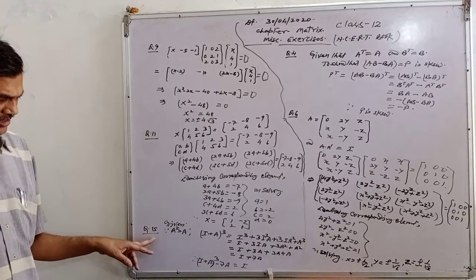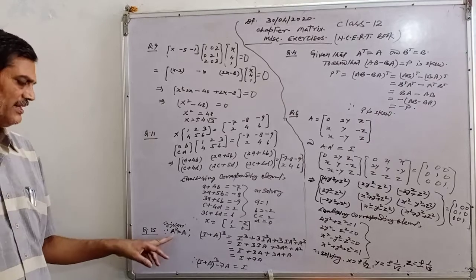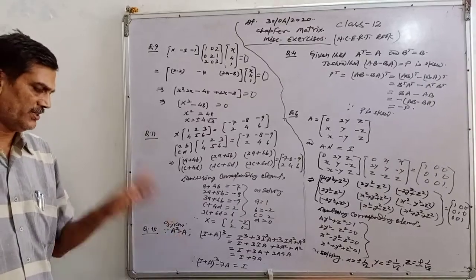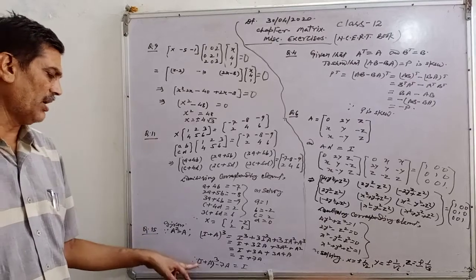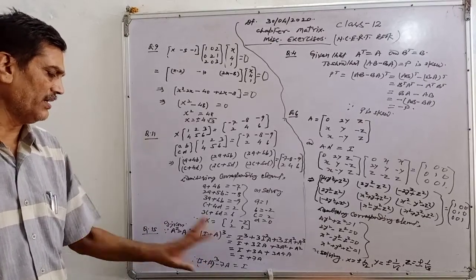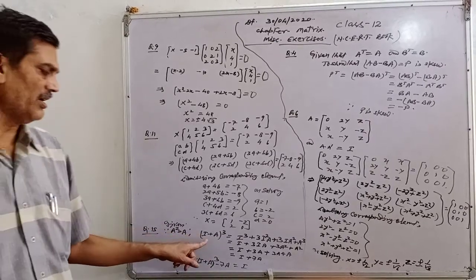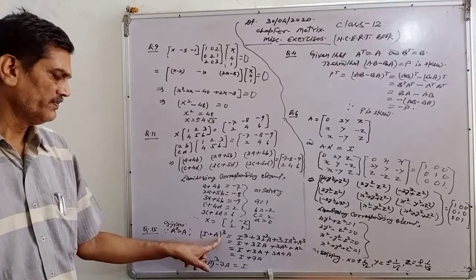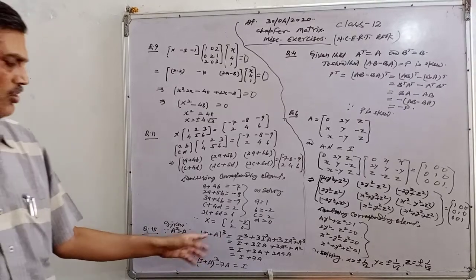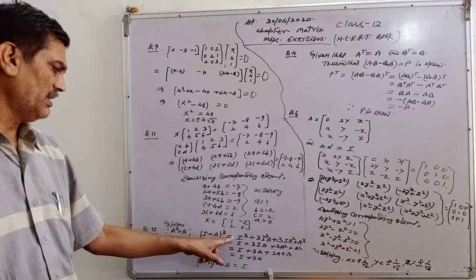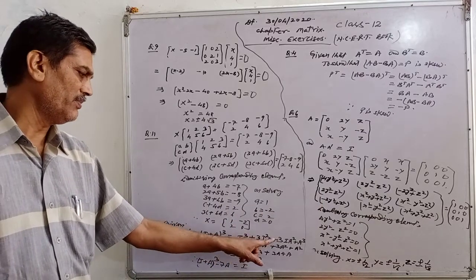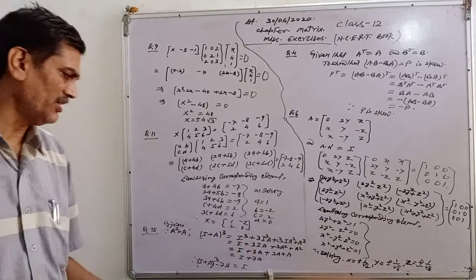Now, next question, question number 15. Here given A square is equal to A. Then you have to find the value of I plus A whole cube minus 7A. First, simplify I plus A whole cube. So by the formula for a plus b whole cube, you can expand it: a cube plus 3a square b plus 3a b square plus b cube.